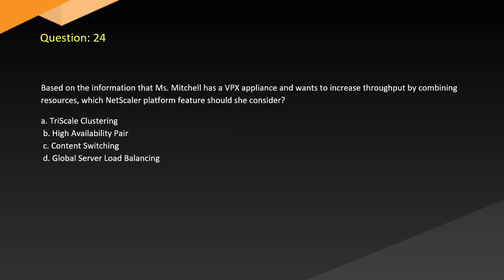Question 24. Based on the information that Mitchell has, she plans and wants to increase throughput by combining resources. Which NetScaler platform feature should she consider? A. Trisca clustering. B. High availability pair. C. Content switching. D. Global server load balancing.